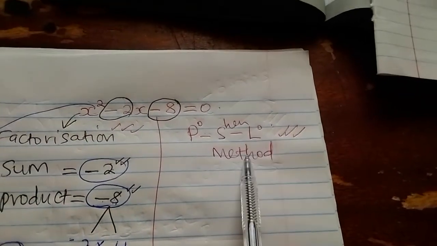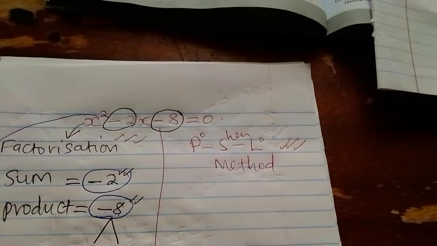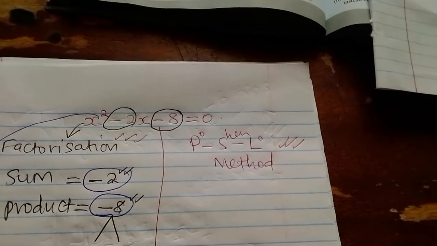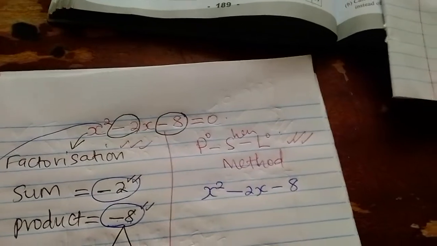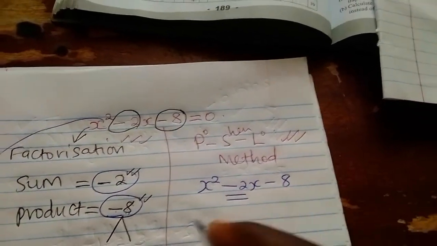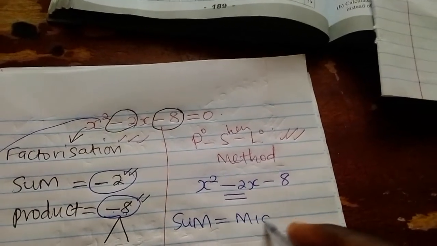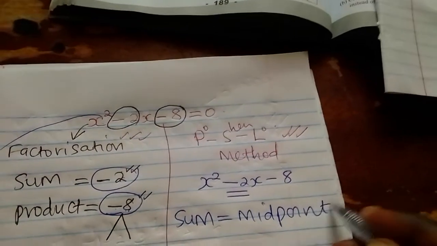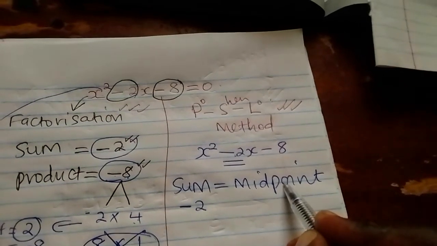Now, if in case you're using the Po-Shen Lo method that was brought into existence by a particular professor from one of the universities in the world, I'm going to write it down. x squared minus 2x minus 8. What do I do here? I pick the middle value. So the sum will give me the midpoint. Just try to follow what I'm going to do to understand. The sum is negative 2. It must give me the midpoint.